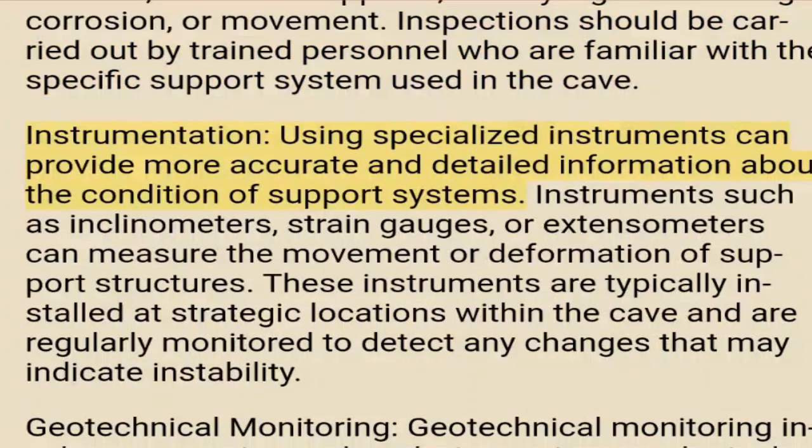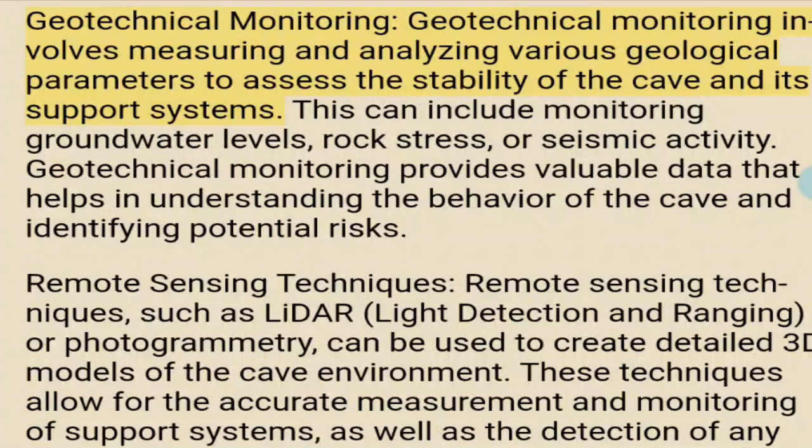Instrumentation. Using specialized instruments can provide more accurate and detailed information about the condition of support systems. Instruments such as inclinometers, strain gauges, or extensometers can measure the movement or deformation of support structures. These instruments are typically installed at strategic locations within the cave and are regularly monitored to detect any changes that may indicate instability.